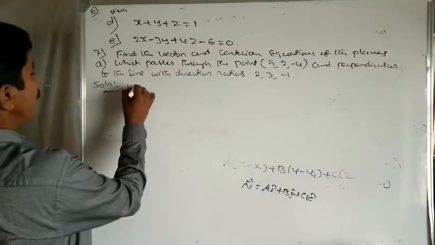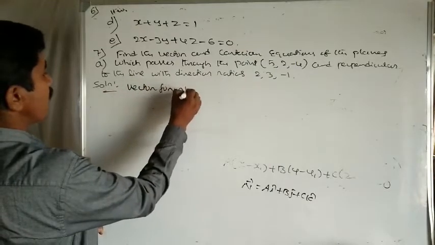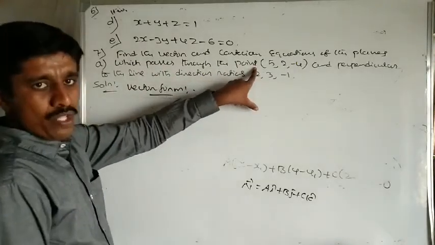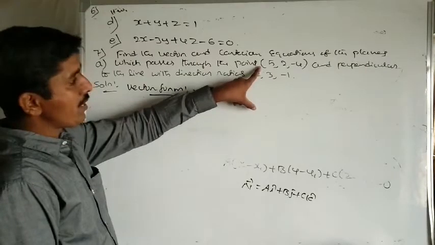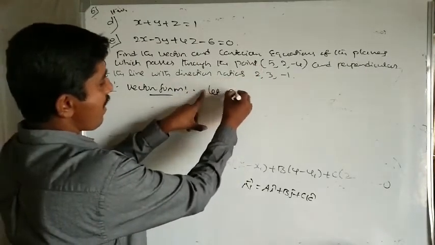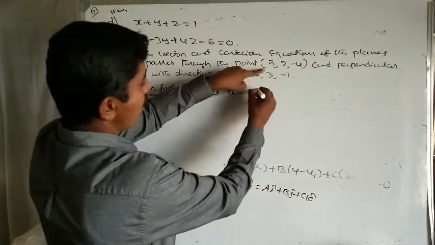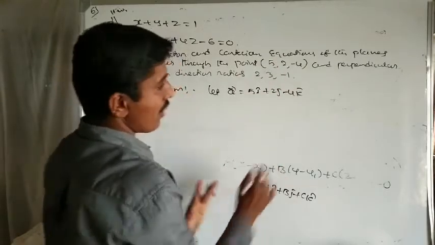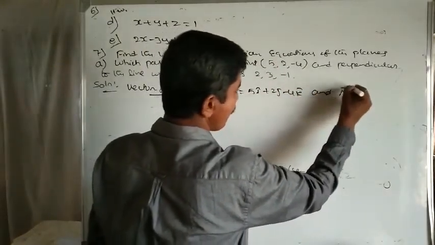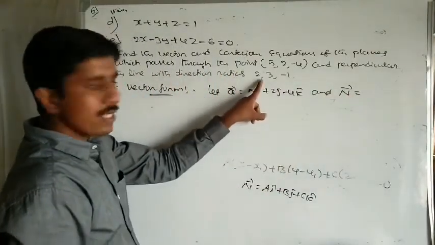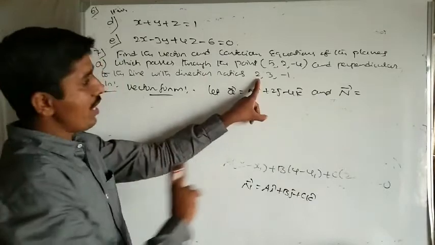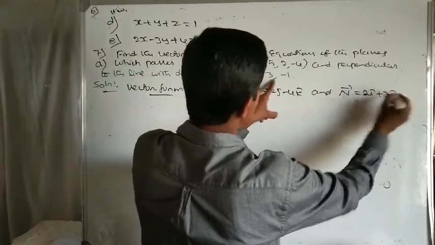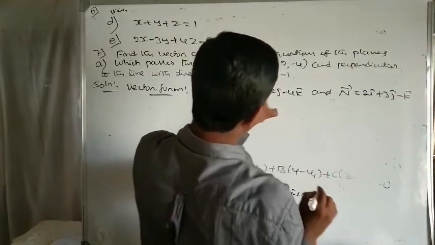First, vector form. We find the equation of the plane which passes through the point with position vector, I am taking vector a. Let vector a be equal to, in vector form directly, 5i plus 2j minus 4k. And vector n: given the direction ratios of that vector n, in vector notation vector n is equal to 2i plus 3j minus k.